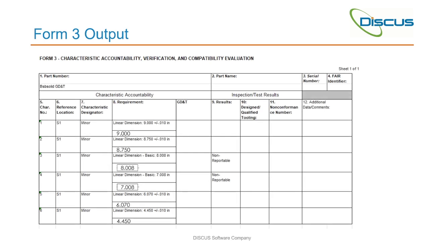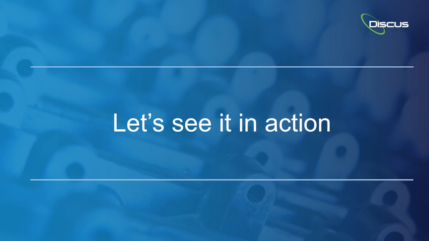Everything with dynamic tokens ended up with multiple rows of data, and they were exported in order. As you can see down there on the left, characteristic number increments from 1 to 6, and we have each characteristic's requirement, designation, location, results if applicable, etc. With all that in mind, let's actually build a template and see it in action.